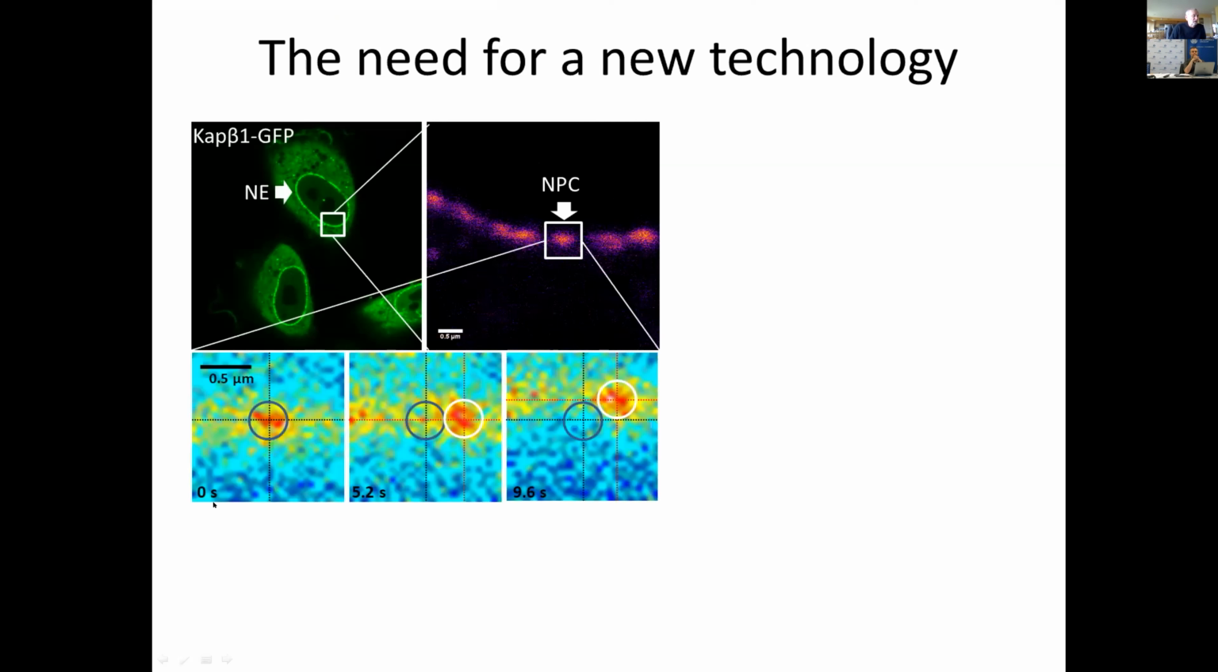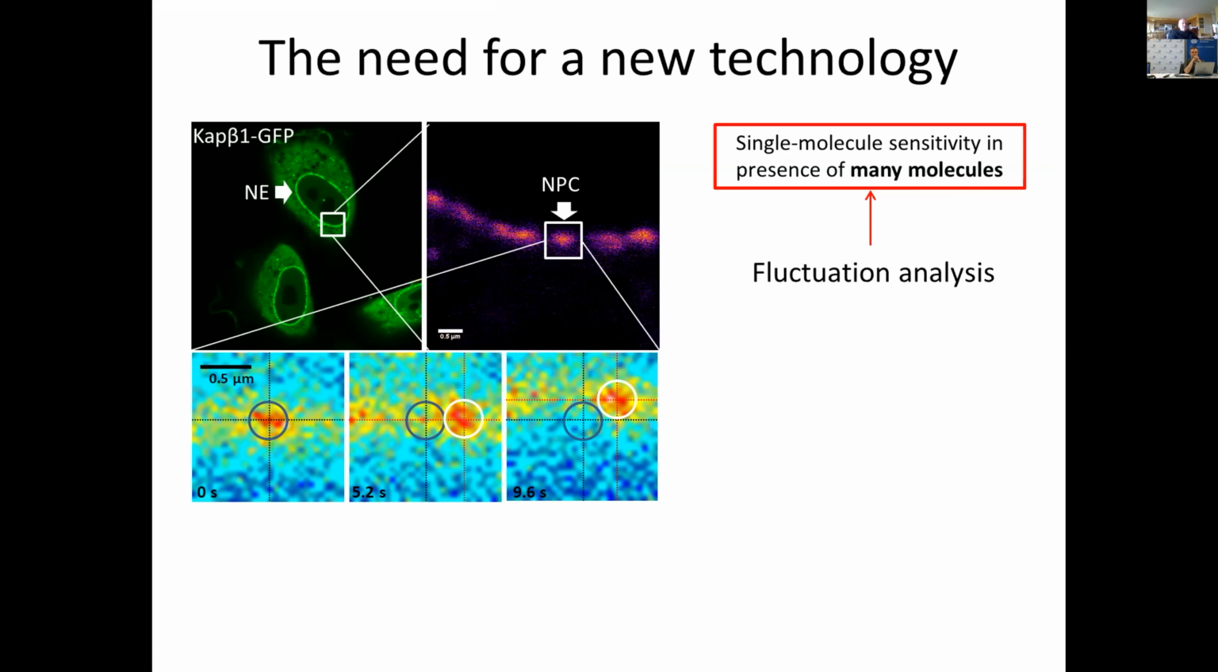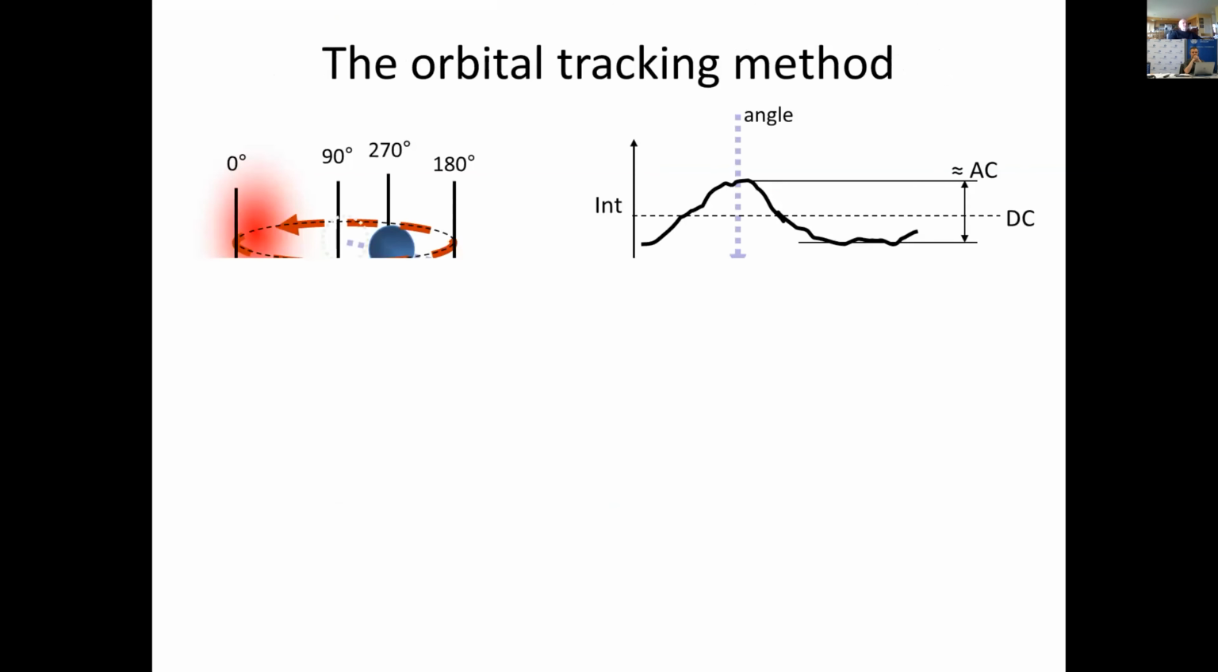So first of all, a nuclear pore complex in about 5 seconds moves very, very much. So you cannot take an image and figure out which is which, because that shows images at 0 seconds, at 5 seconds, and 9 seconds. It has moved completely out. So what we need to do is to track the nuclear pore complex. And so the fluctuation analysis will not give us very much because the object moves too much. So in order to do that, we will use orbital tracking.